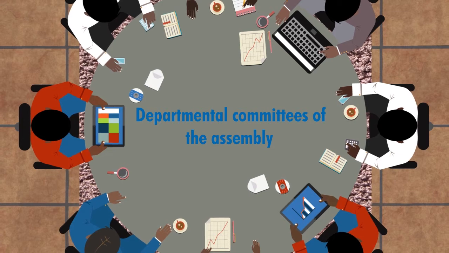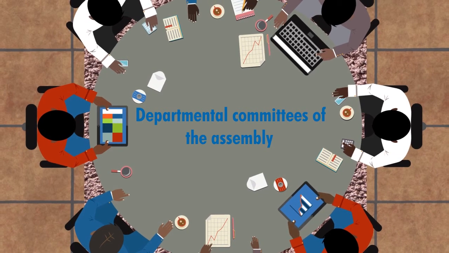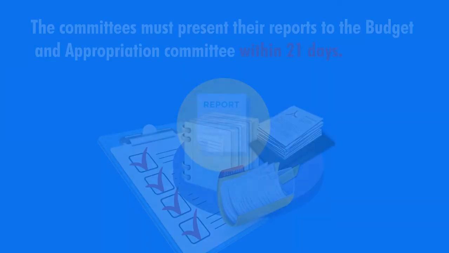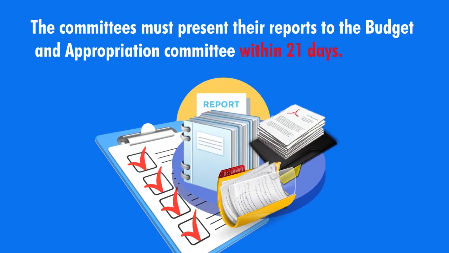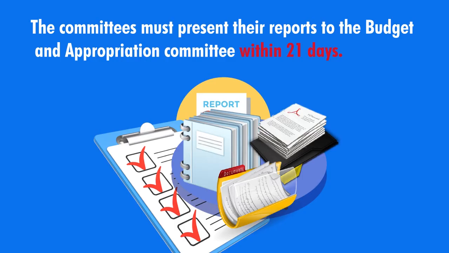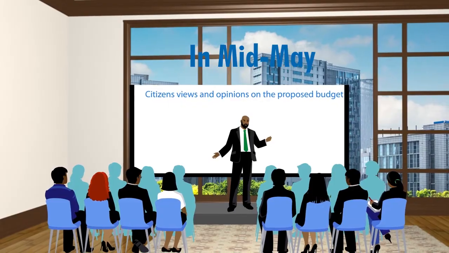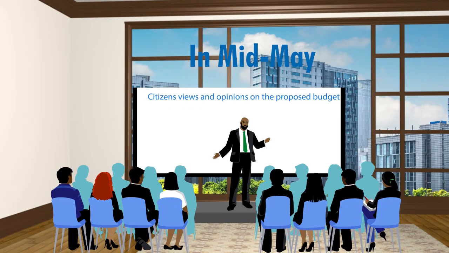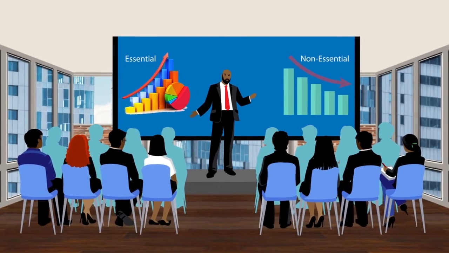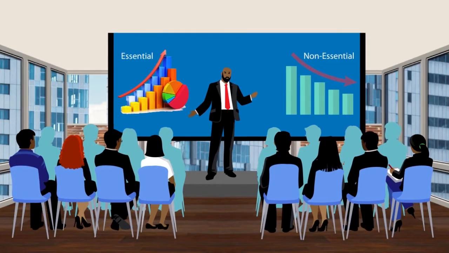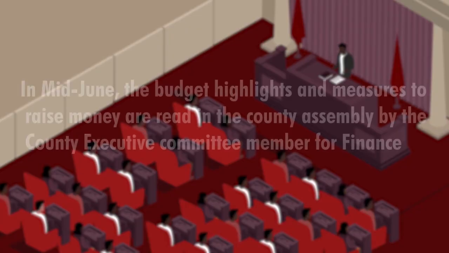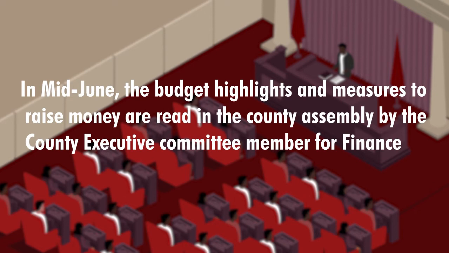The estimates are then sent to the departmental committees of the Assembly in line with their respective functions. The committees must present their reports to the Budget and Appropriations Committee within 21 days. In mid-May, after receiving reports from the respective committees, the Budget and Appropriations Committee carries out public hearings to take into account public representations on the budget before tabling its report on the estimated budget to the Assembly for approval. In mid-June, the budget highlights and measures to raise money are read in the County Assembly by the County Executive Committee member for Finance.